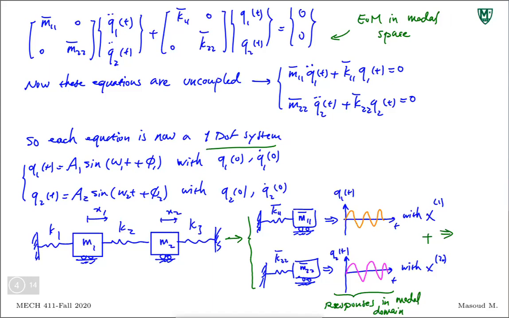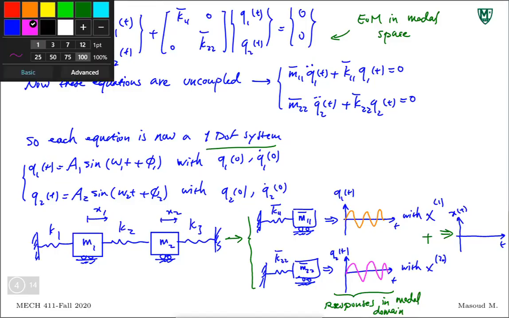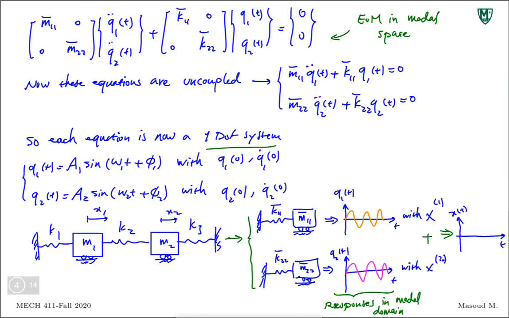You will get the response in physical domain, which is a superposition, not exactly just summing them up, because you have to multiply it by the modal vector, or mode shape. But then you will get the response, which is a response for your system.